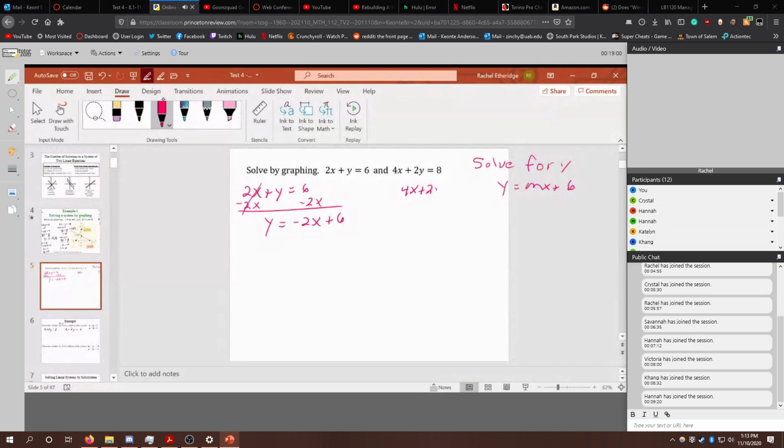4x plus 2y equals 8. So I'm going to subtract 4x. I want to get y by itself. So those cancel, and I have 2y equals negative 4x plus 8. Divide everything by 2.